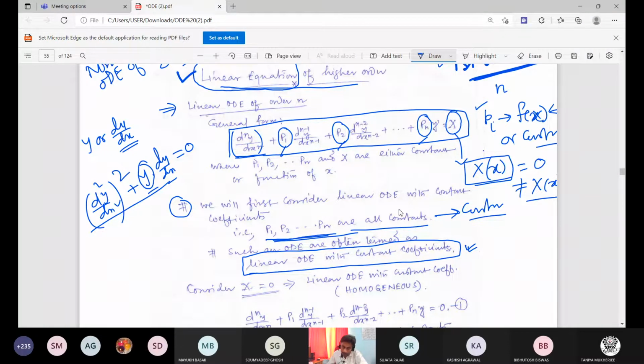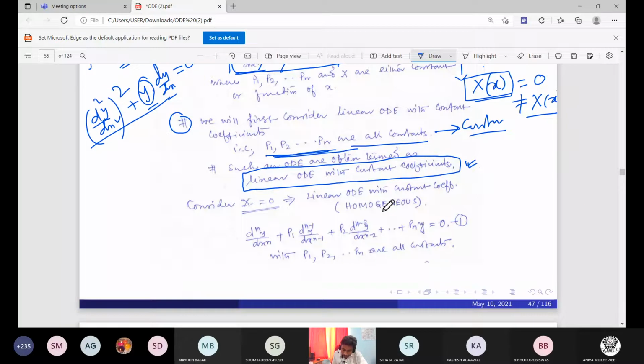So we can classify further this linear ordinary differential equation with constant coefficient, considering X is 0, right hand side is 0, and right hand side is any sufficiently differentiable function of x. We use the term homogeneous. Homogeneous means X is 0. So we can classify this differential equation into two parts. One is homogeneous differential equation, another is, of course, non-homogeneous. Homogeneity means the right hand side is 0.